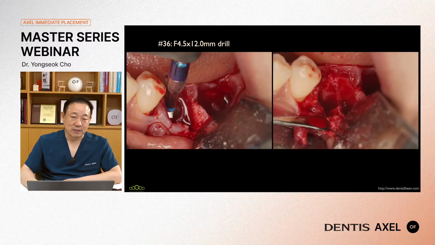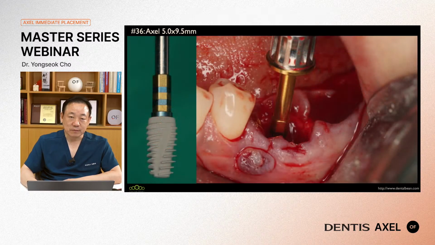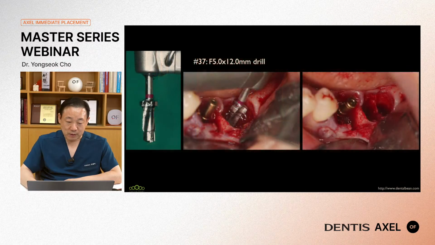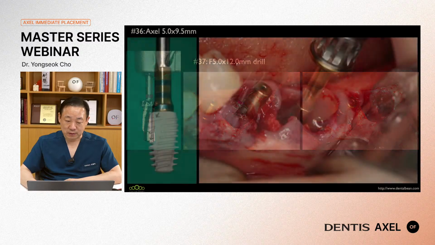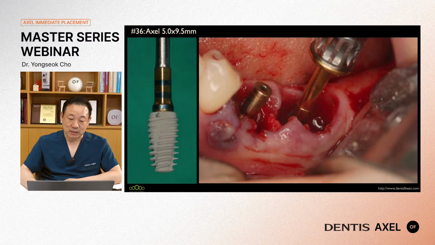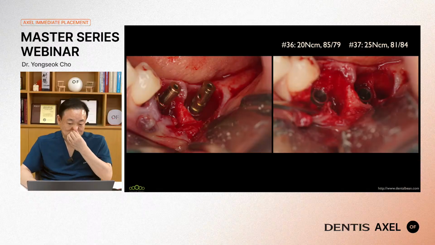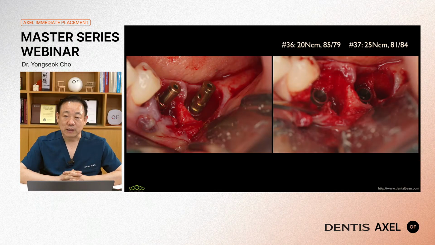At number 36, I placed the XL implant 5 by 9.5. And then the second hole was prepped. Because of bone density, I tried more drilling at that site. Another implant was placed. Every implant looks to have nice stability.